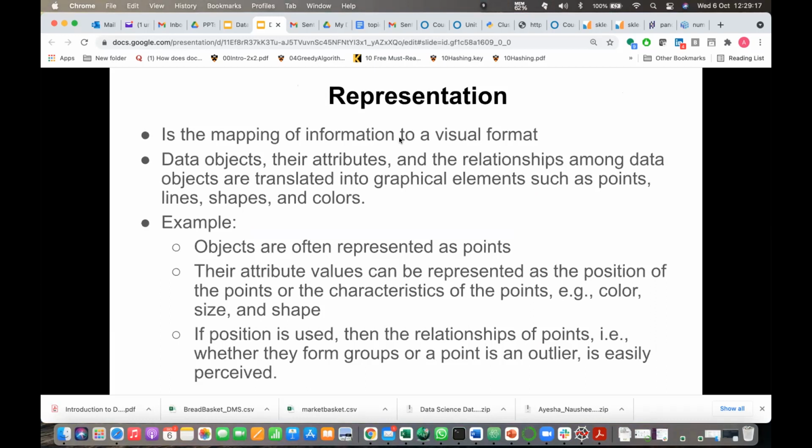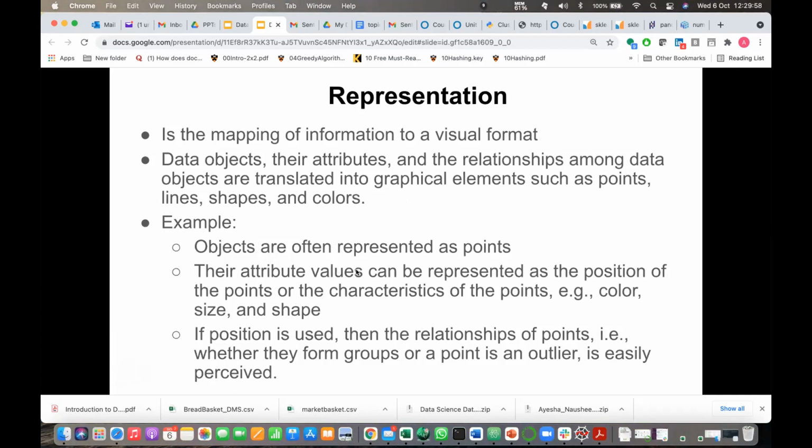Visualization is the mapping of information to a visual format, a representation of the data in visual format. Data objects, their attributes, and their relationships among data objects are translated into graphical elements such as points, lines, shapes, and colors. Now the sea has become our points in that whole area. Then the temperature is represented. So once we want to visualize, we should convert our data into points, graphical elements like shapes and colors.